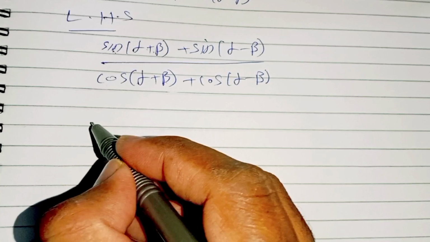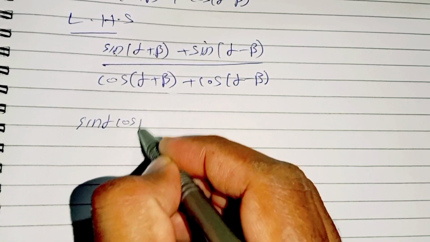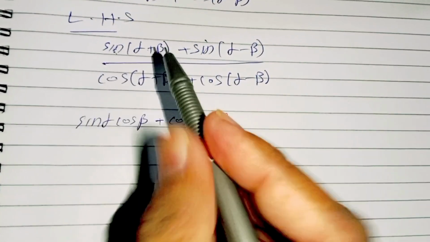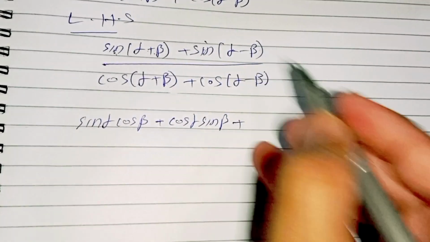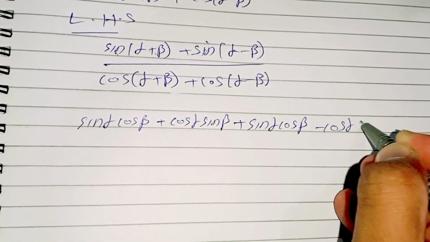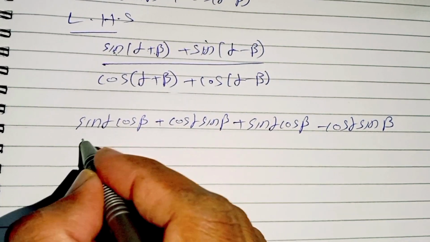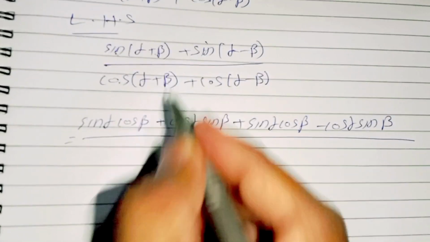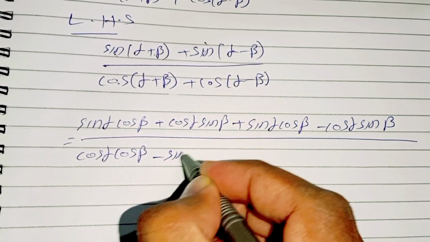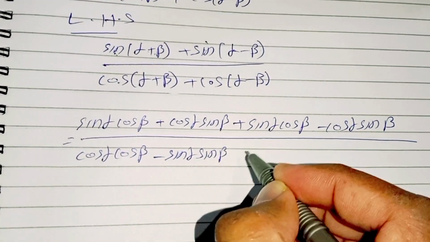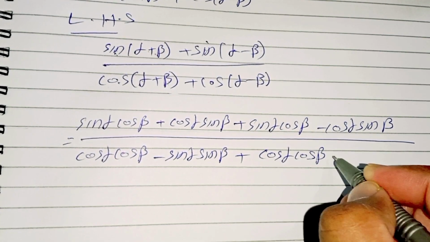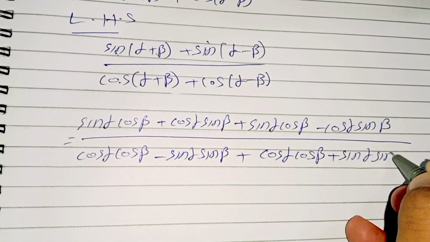We know that sin alpha plus beta is equal to sin alpha cos beta plus cos alpha sin beta. Similarly, sin alpha minus beta is equal to sin alpha cos beta minus cos alpha sin beta, over cos alpha plus beta, which is equal to cos alpha cos beta minus sin alpha sin beta, plus cos of alpha minus beta, which is equal to cos alpha cos beta plus sin alpha sin beta.